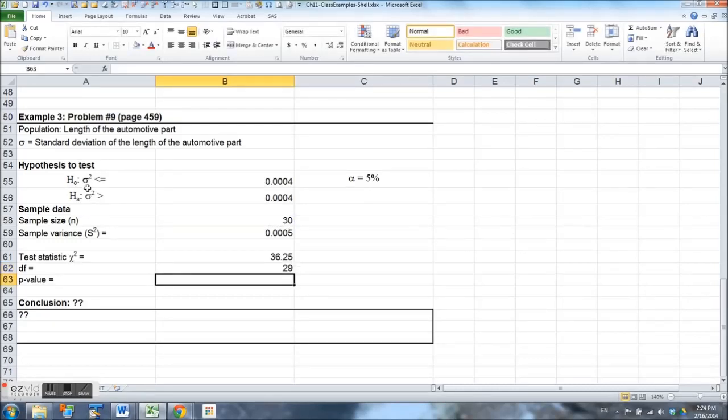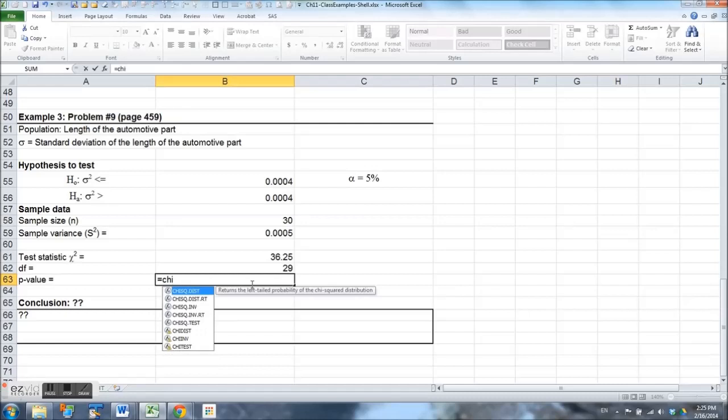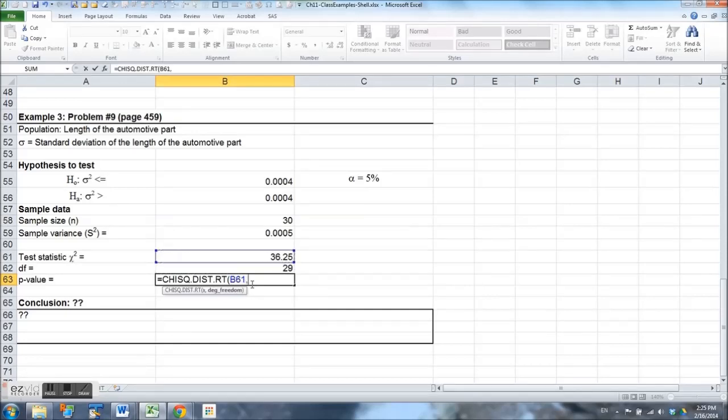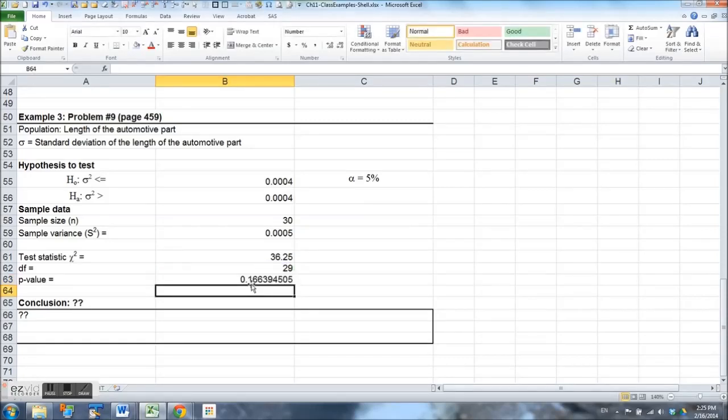Now this is a one-tailed test to the right, and therefore our p-value is CHISQ.DIST.RT of the chi-squared value comma n minus 1. For RT we don't need the comma 1; only for CHISQ.DIST, which is for the left side p-value, do you need to put comma 1. So this is the p-value.